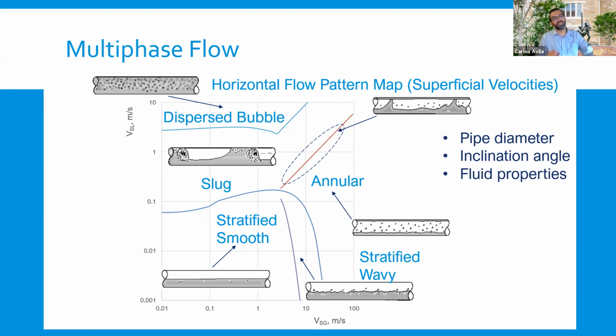So as I mentioned, this is dependent on pipe diameter, inclination angle, and fluid properties. The moment you change one of these, you have to generate a whole new map. If you change the pipe diameter, you cannot use the same map. You have to generate it again using the corresponding models. If you change the fluid properties, you have to adjust the curves for those fluid properties and so on. I'm showing only the horizontal flow pattern map, but you can imagine that there are maps from horizontal all the way to vertical and everything in between, right? To characterize the flow at different velocities.